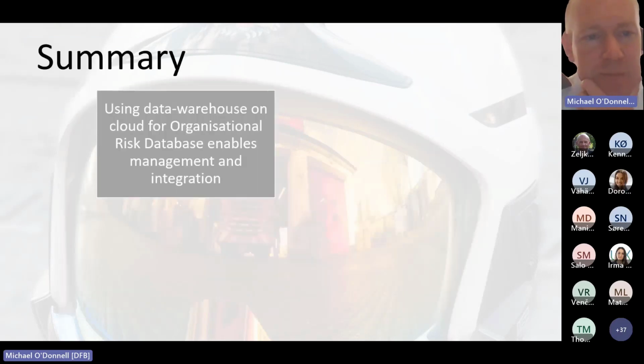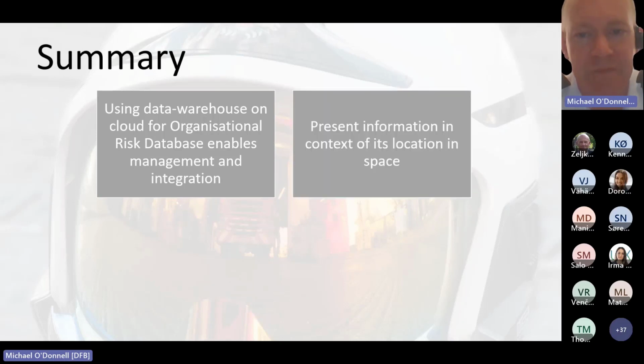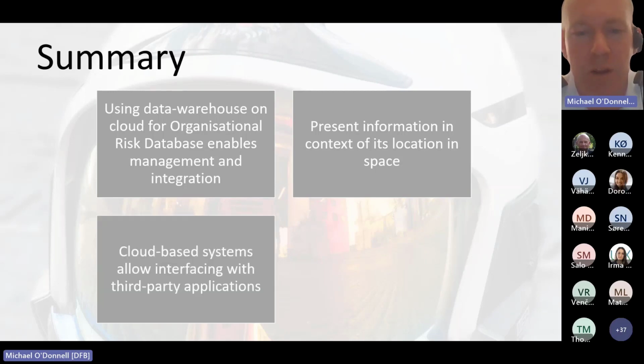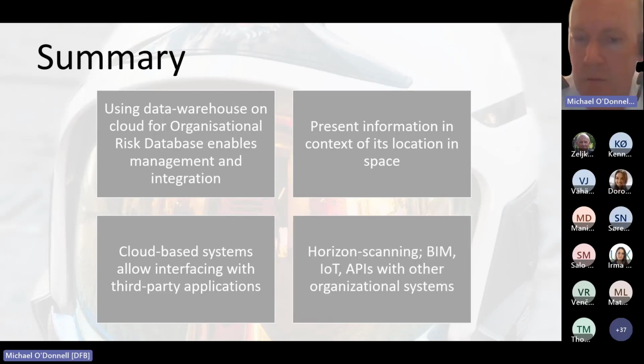I suppose in summary, OpenCities Planner allows us to use a data warehouse on the cloud, and it enables streamlining of the management and integration. We're going to present the information in the context of its location space. There's no need for text searching or whatever. It's there. You look in the model and you find what the risks or assets associated with that location are. Cloud-based systems allow interfacing with third-party applications. So again, that concept of integration is really important.